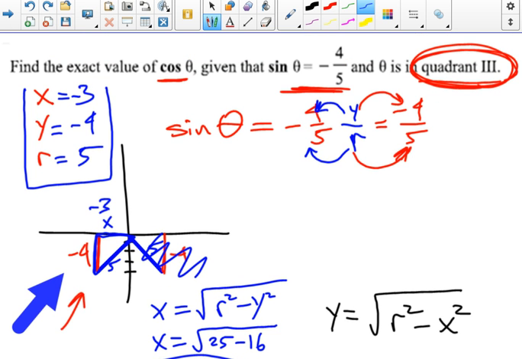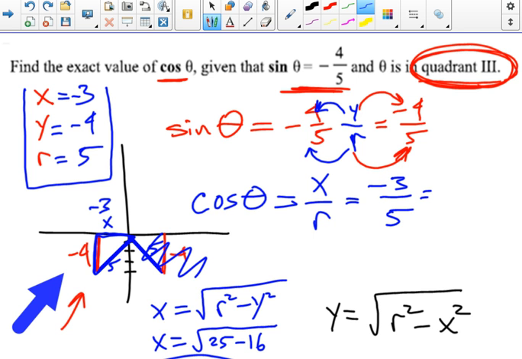that defines all of them. They want the cosine. That's easy as pi. So that's going to be x over r. I said pi. That's funny because that shows pi shows up in trig a lot. That's beside the point. So it's going to be negative 3 over r, which is 5. So the cosine is negative 3/5.